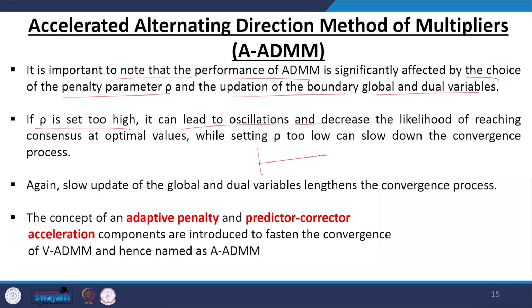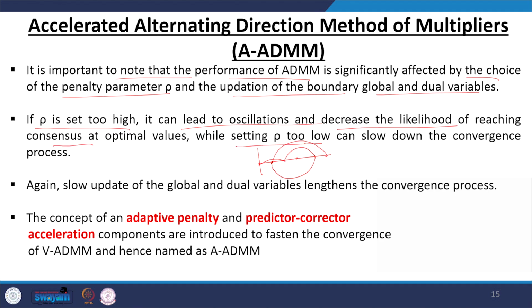What will happen? If here is your solution, then it will go to this point, then it will skip that solution and go to the next point and it will see that no, it is not my solution point. Then again it will come back, and let us say it has come back here. Then again you will see it went there. So, it cannot hit the solution, it will just oscillate in the neighborhood of the solution. So, that is a possibility, and it decreases the likelihood of reaching consensus at optimal values.